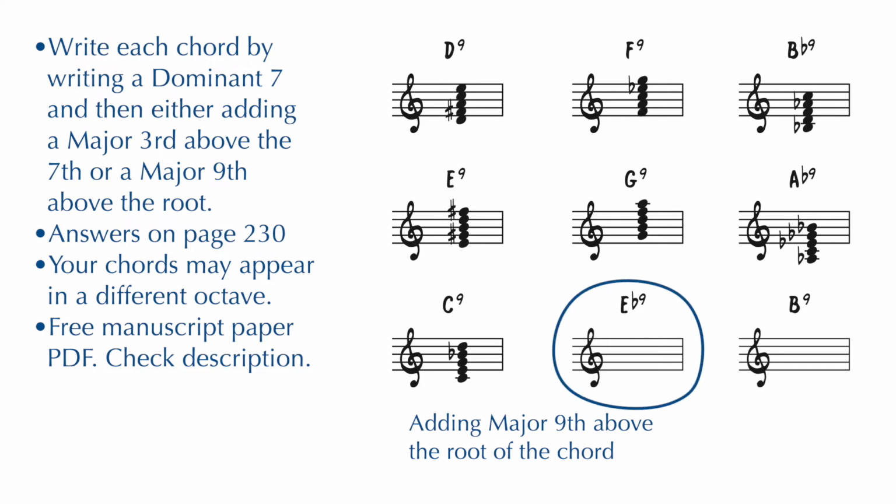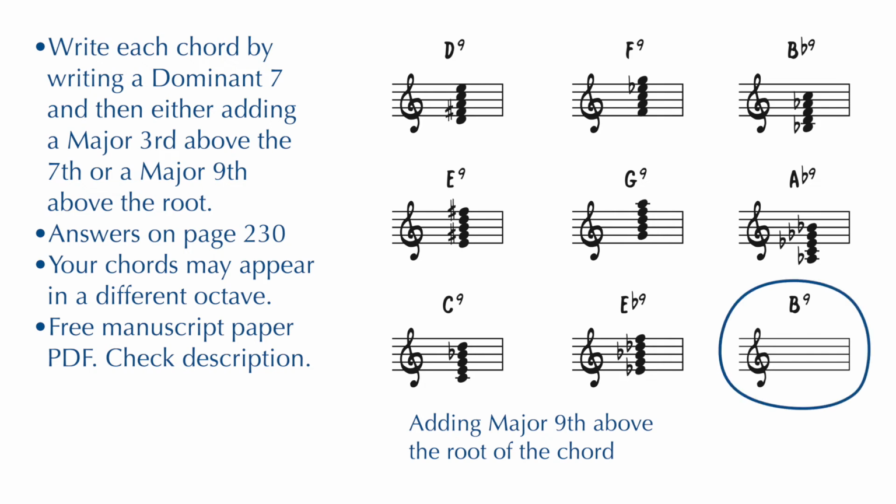Number 8, E flat 9. First write an E flat 7 chord. That's going to be E flat, G, B flat, and D flat. Then we add a major 9th above the root of the chord. The root, of course, is E flat. Major 9th above that is this F. Stack them all up. We have E flat, G, B flat, D flat, and F, or E flat 9.